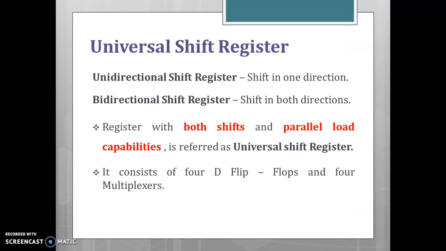So, universal shift register. Before starting with this universal shift register, we'll see what is a unidirectional shift register. In the unidirectional shift register, shifting of data takes place only in one direction. In the bidirectional shift register, shifting of data takes place in both the directions. A shift register that can shift data in both the directions as well as load it parallelly is referred to as a universal shift register. This register consists of 4 D flip-flops and 4 4-input multiplexers.